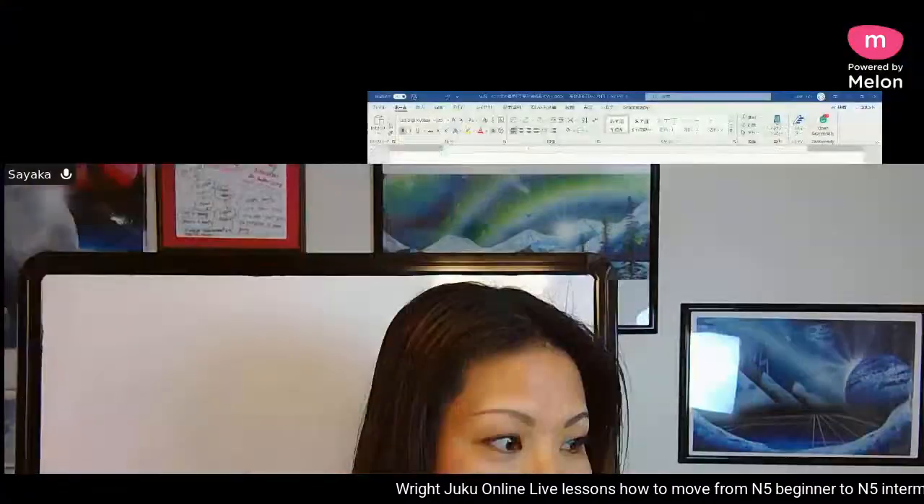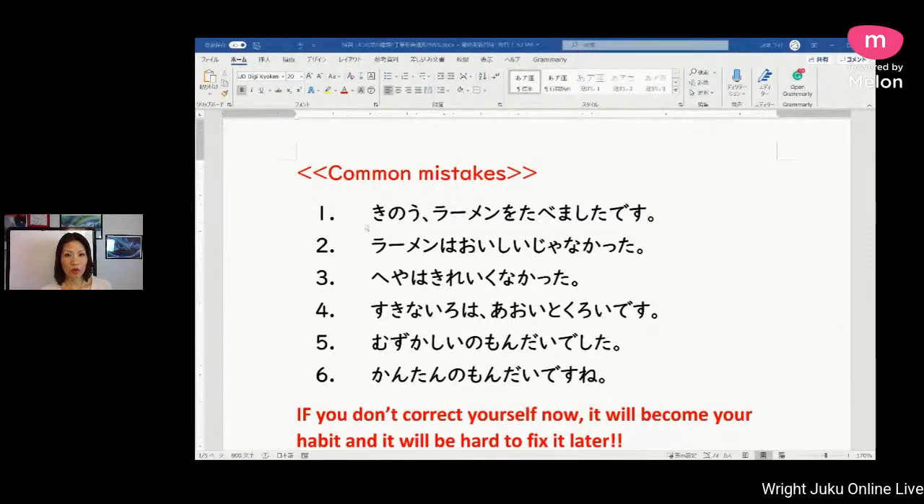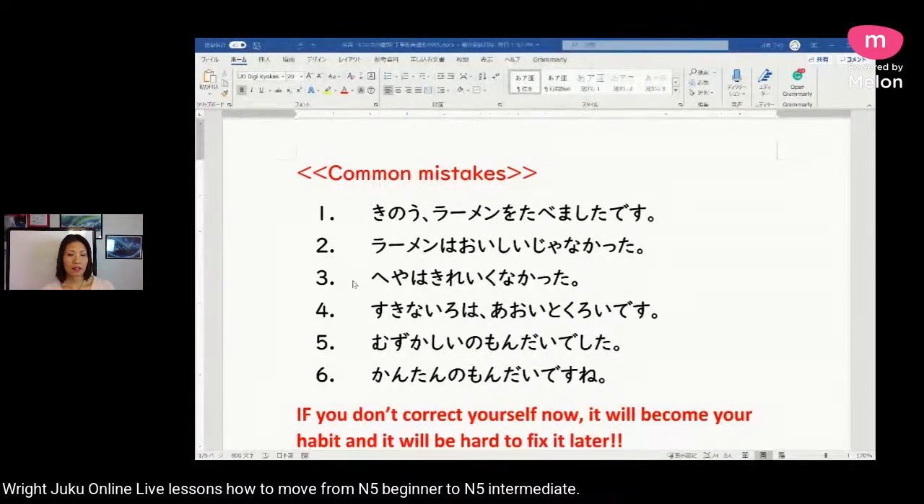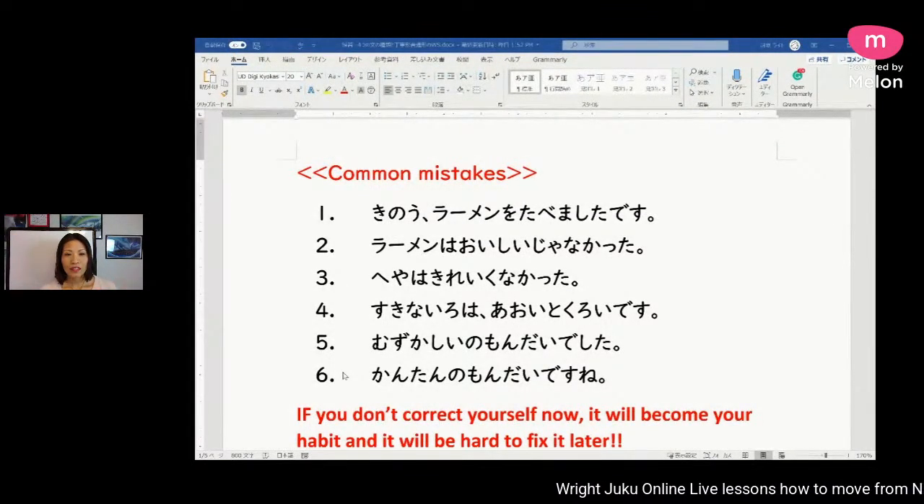So here is the example. I see a lot of mistakes that students make. 例えば、1番、昨日ラーメンを食べましたです。2番、ラーメンは美味しいじゃなかった。3番、部屋はきれいくなかった。4番、好きな色は青いと黒いです。5番、難しいの問題でした。6番、簡単の問題ですね。All these 6 sentences are wrong. There are some mistakes in there.